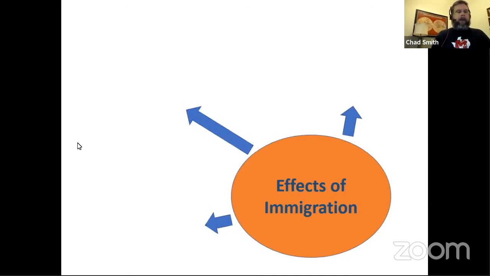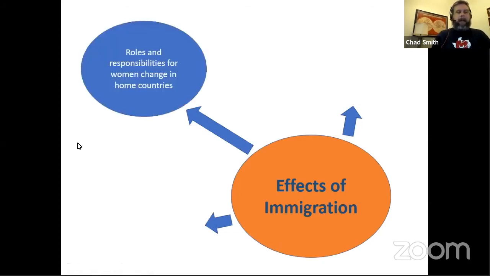All right, here's what we came up with based off our lesson today. One major effect of immigration took place in home countries where many migrants were leaving to go somewhere else. This was because so many of the migrants were male. As a result, roles and responsibilities for women in these home countries changed.